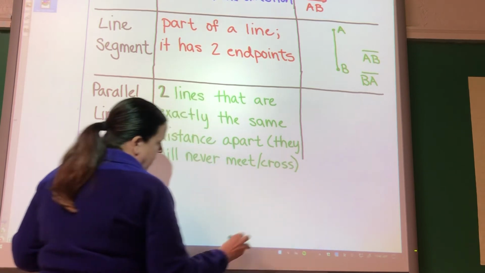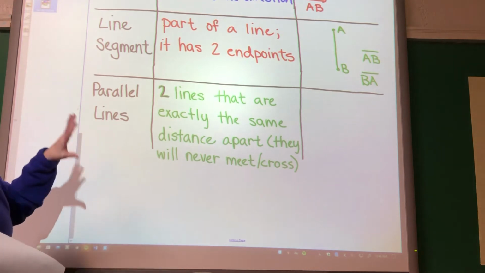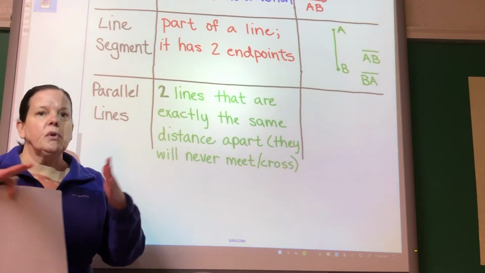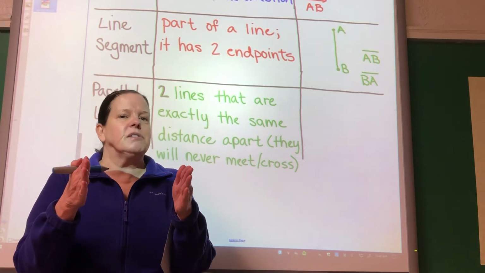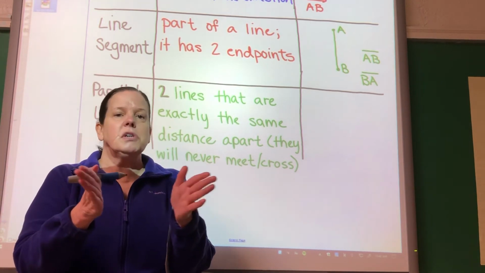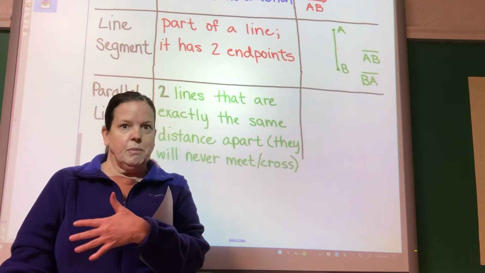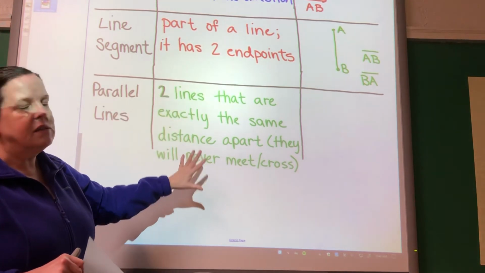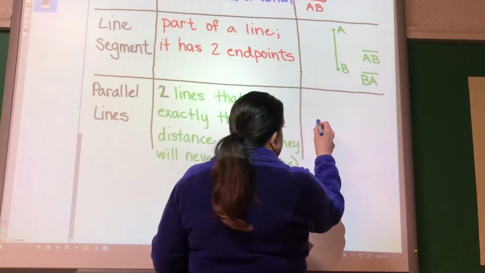Okay, so two lines that are exactly the same distance apart. They will never meet, they will never cross. So that's why I call them railroad tracks, because if your railroad tracks start going together or start growing apart, that train's going to have a problem. It's going to fall off the track. So they will never cross, they will never meet, they're exactly the same distance apart.